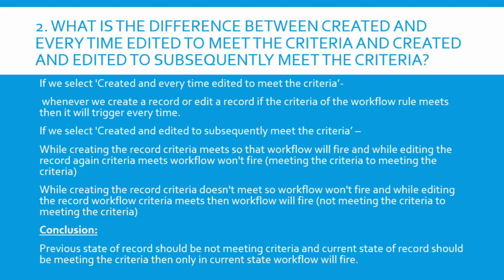While creating the record, criteria doesn't meet, so workflow won't fire, and while editing the record, workflow criteria meets, then workflow will fire, which means not meeting the criteria to meeting the criteria. Conclusion: previous state of record should be not meeting criteria and current state of record should be meeting the criteria. Then only in current state workflow will fire.